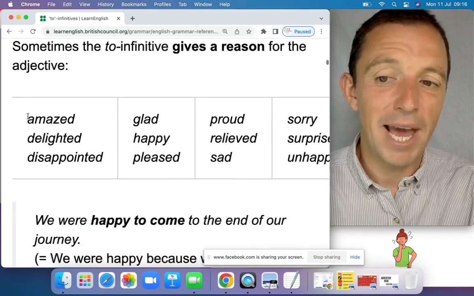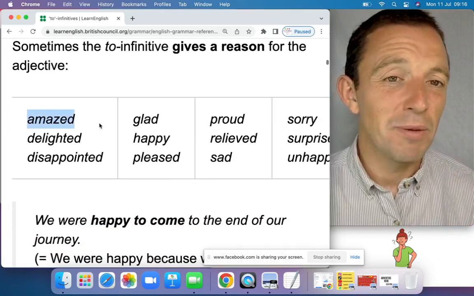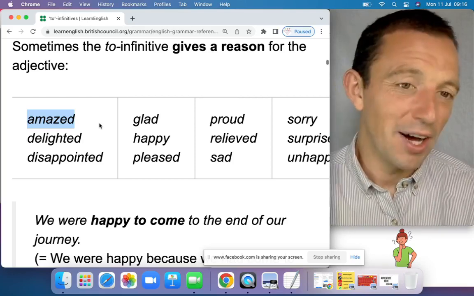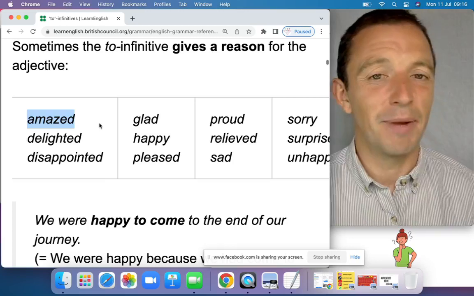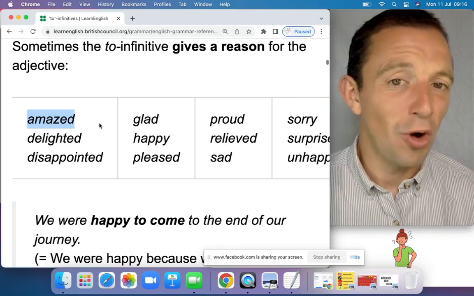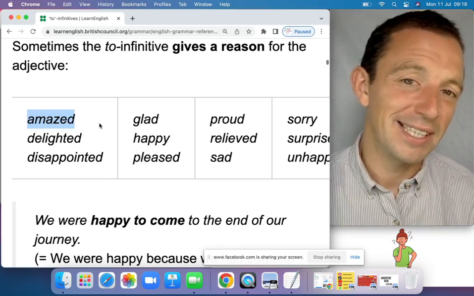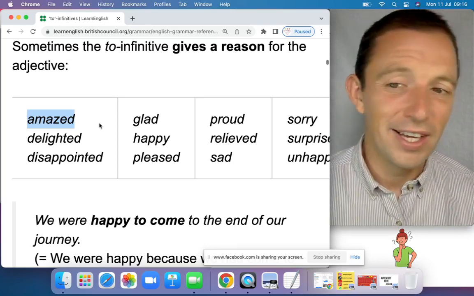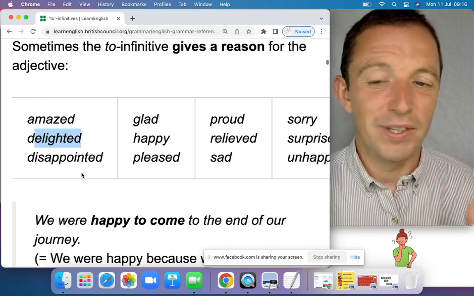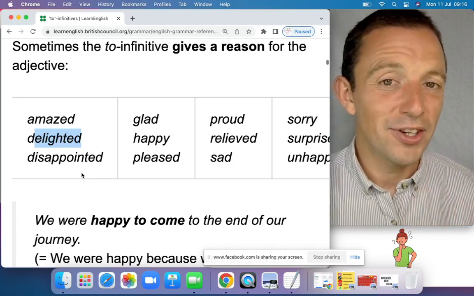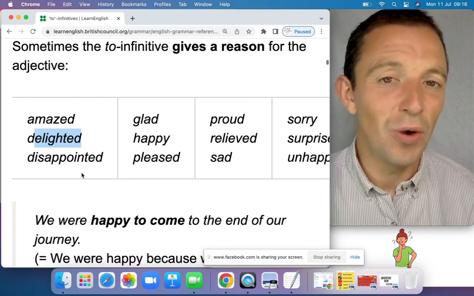So for example, amazed plus the infinitive. I was amazed. Why? Why were you amazed? I was amazed to learn the information. I was amazed to know. So the infinitive explains a little why you were amazed. Delighted to meet you. Delighted to hear your success. Delighted to know your news.